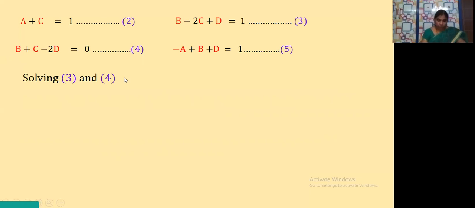How can we do it now? Solving equation number 3 and equation number 4. What is equation number 3? b minus 2c plus d is equal to 1. Okay. And what is equation number 4? b plus c minus 2d is equal to 0.